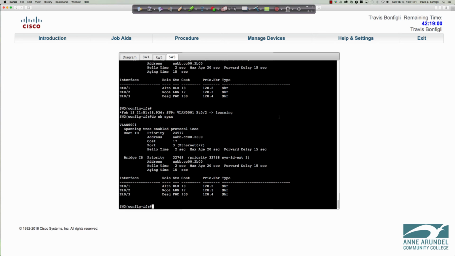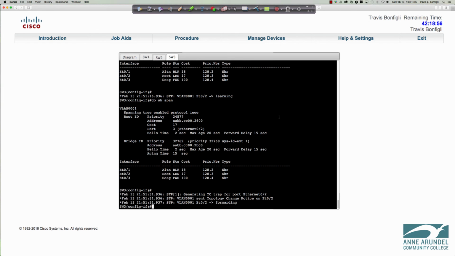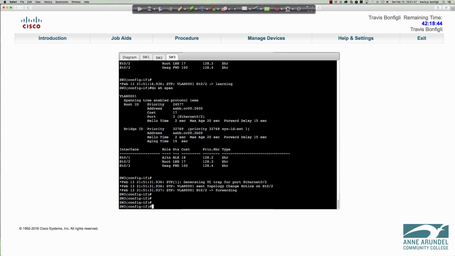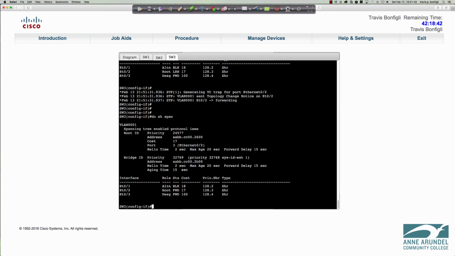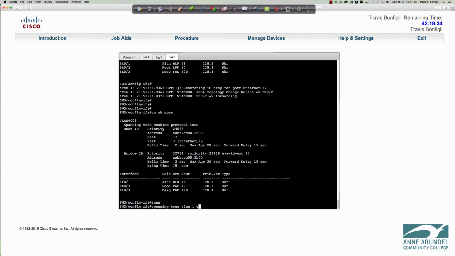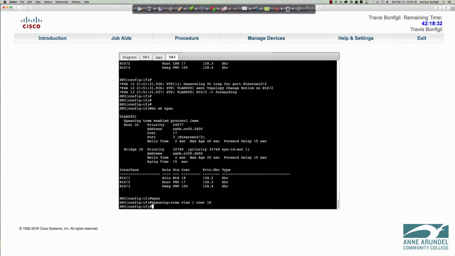So it's not in here, but let's spice this up a bit. We talked about tweaking the port cost. This is sort of a less popular thing that gets done. Remember, it's the upstream port ID, right? So right now on switch 3, if I say do show span, the root port, let's make these the same. So we're going to say spanning tree VLAN 1 cost 18.